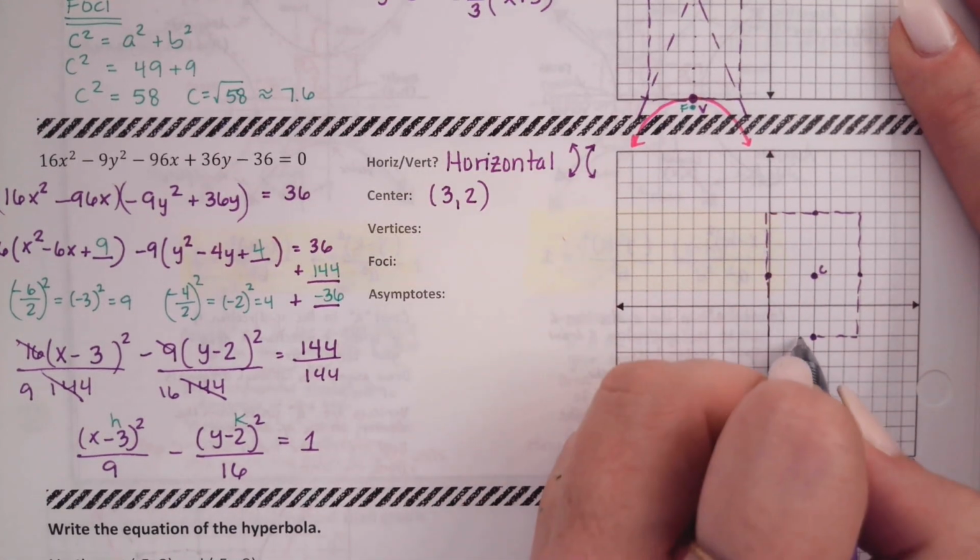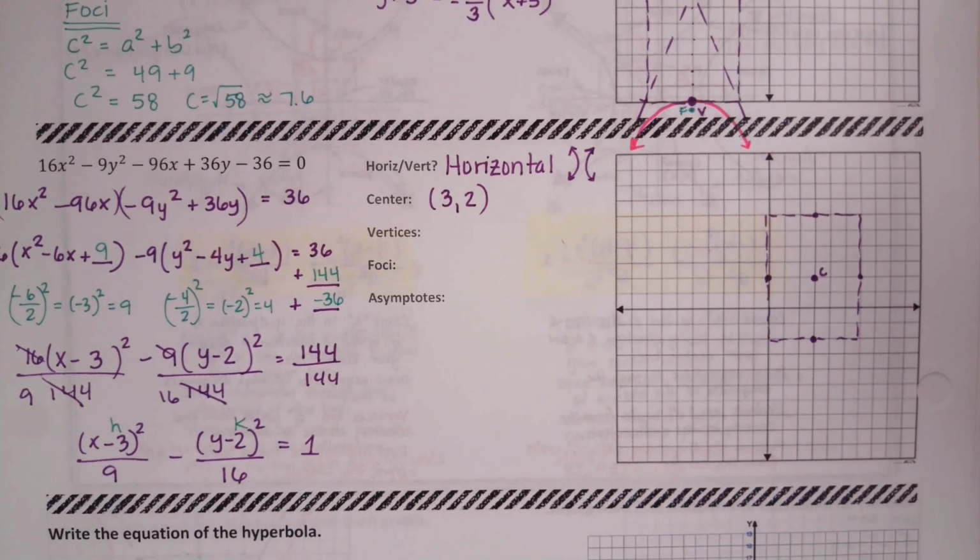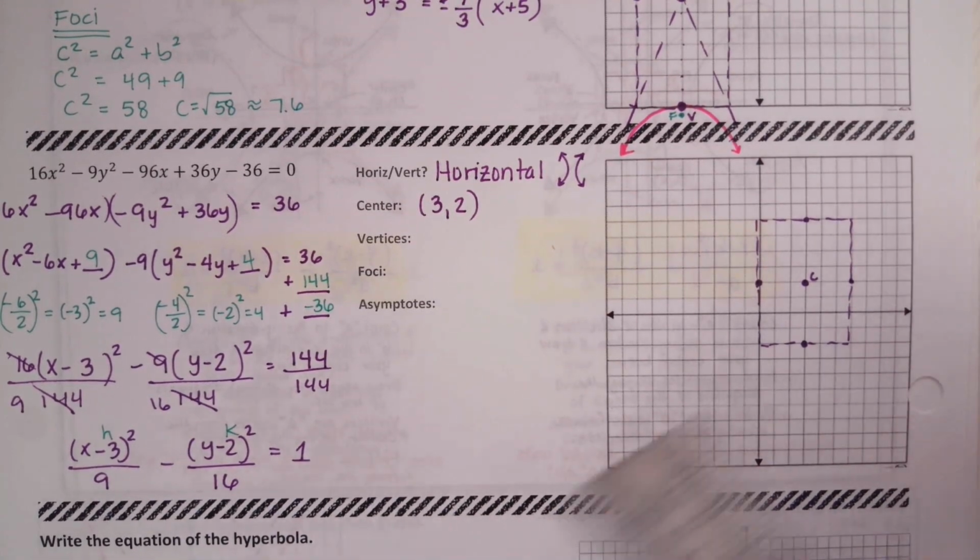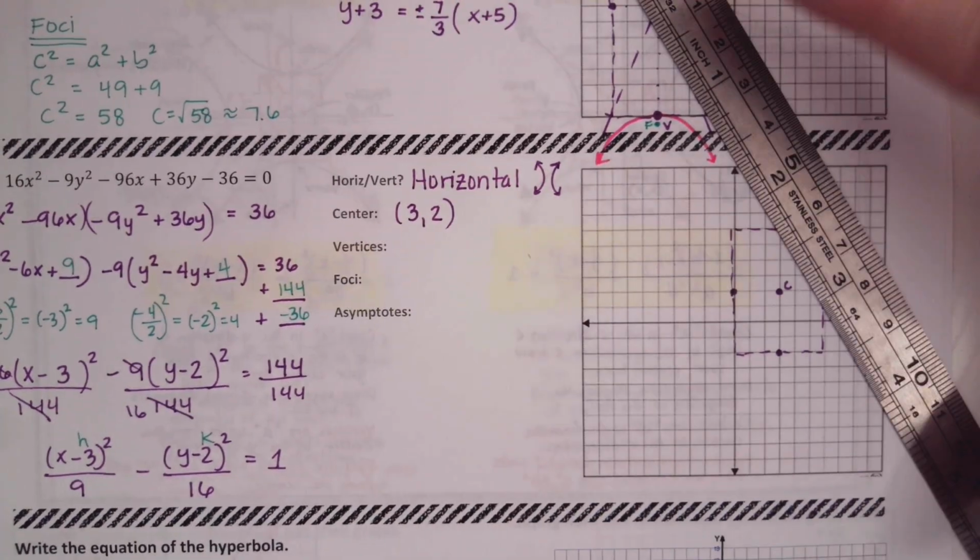That's a great question. Once you have your rectangle drawn, we're going to draw our asymptotes down the diagonals and through the center.